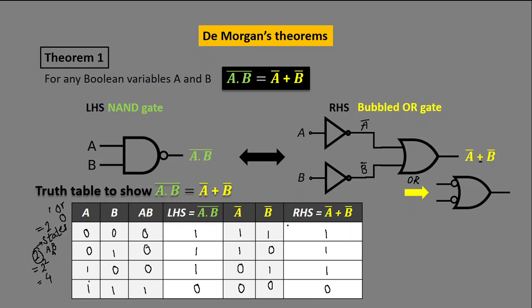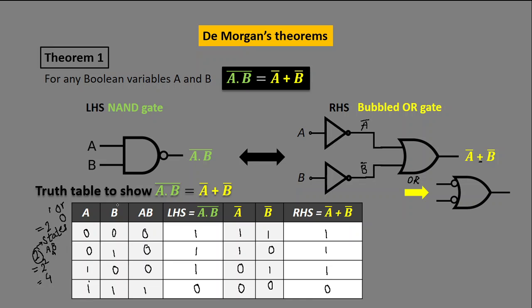Therefore you can verify by truth table that De Morgan's first theorem is proved. Again I am quoting the theorem: the complement of AND is equal to the OR of the complements of the individual inputs. So the complement of A dot B is equal to the complement of A plus the complement of B. This is how you can describe theorem number 1.